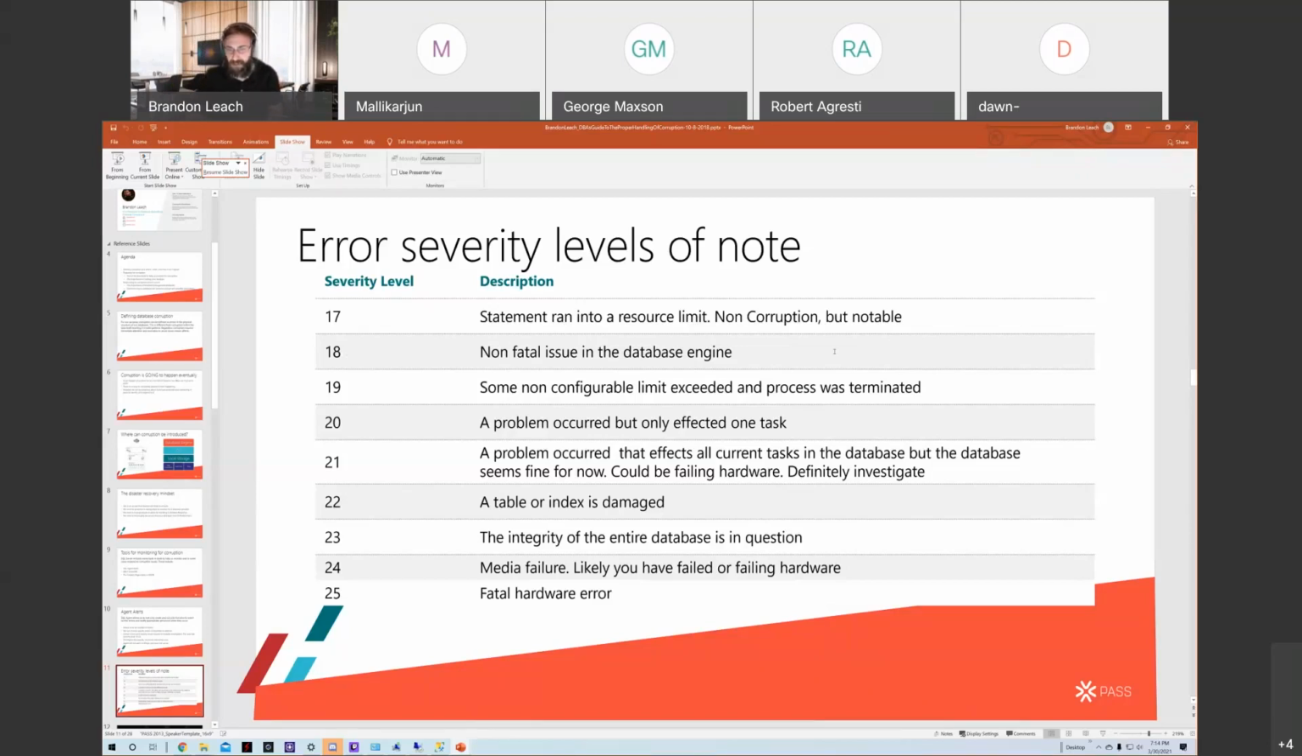18 is what's called a non-fatal issue in the database engine. That means the process didn't die, it didn't generate a dump, but it was an issue that it felt was harder to recover from.